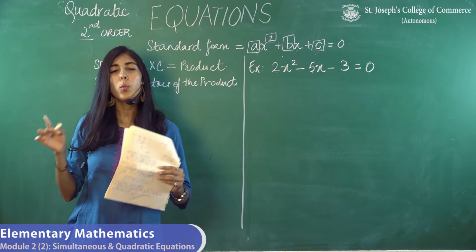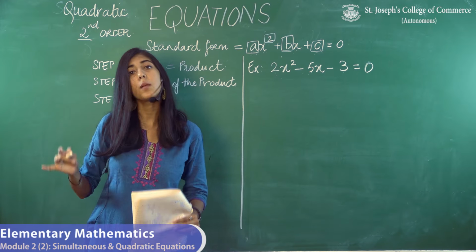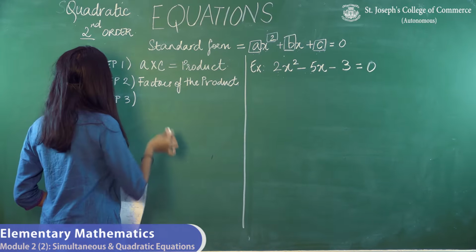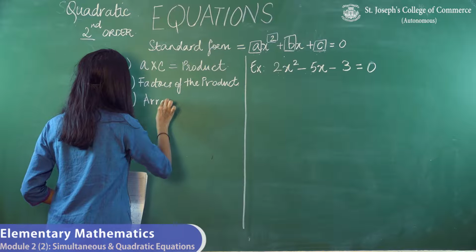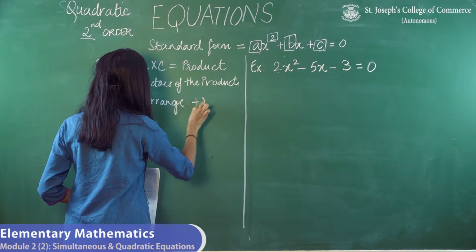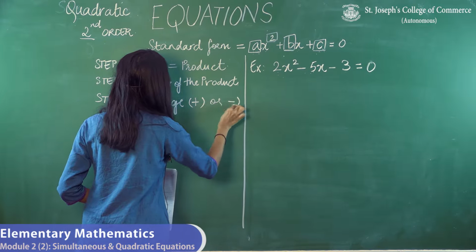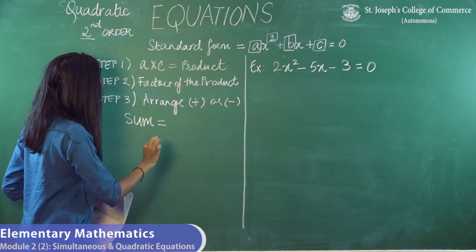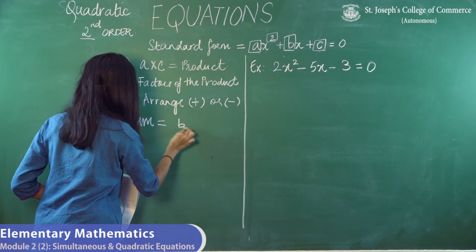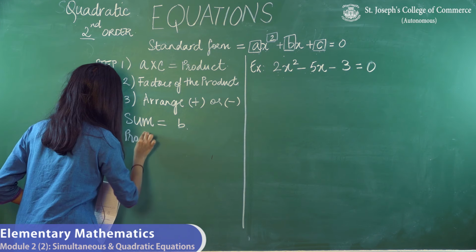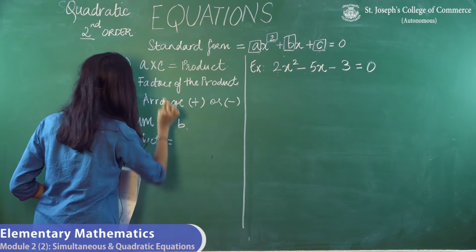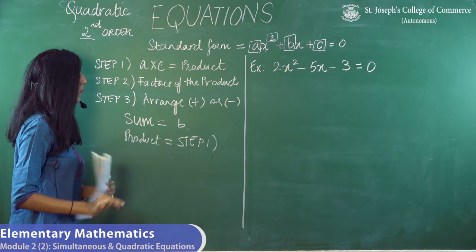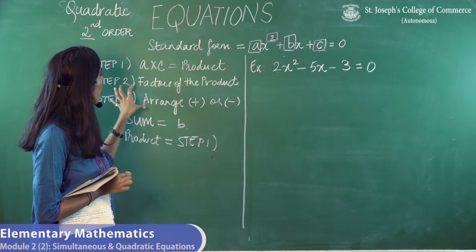Factors of the product would be found by utilizing the LCM method, starting with the lowest factor of the product. After you find the factors, you need to arrange them using plus or minus so that the sum would be equal to b, and the product would be equal to the result of step 1.